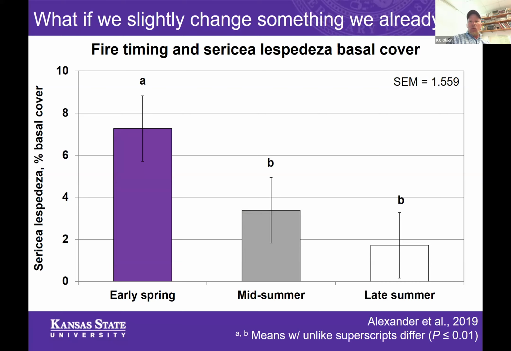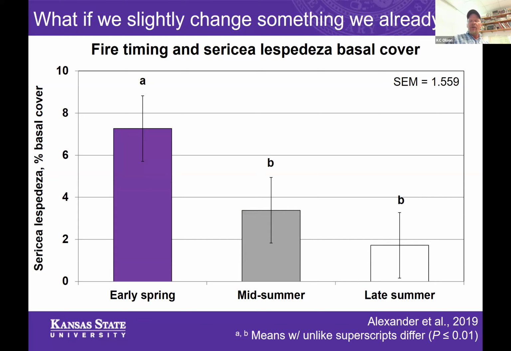But when we burned these treated areas for 4 consecutive years in the early spring, midsummer around August 1st, or late summer around September 1st, we saw a significant decline in Sericea lespedeza basal cover. You can think about that as the number of individual Sericea plants going down.